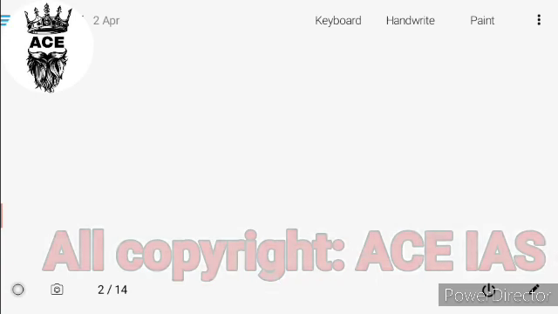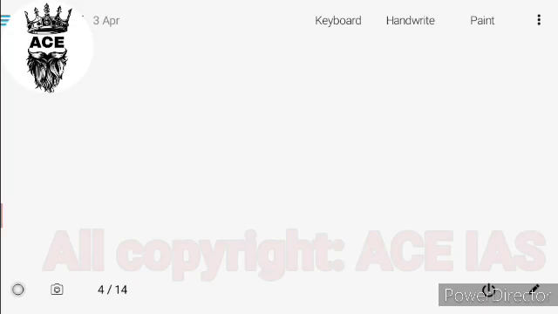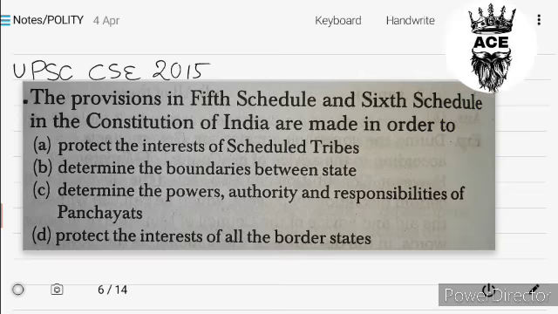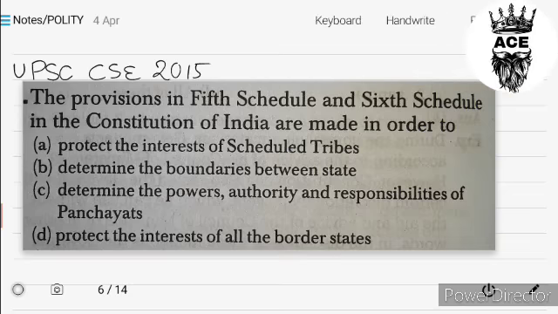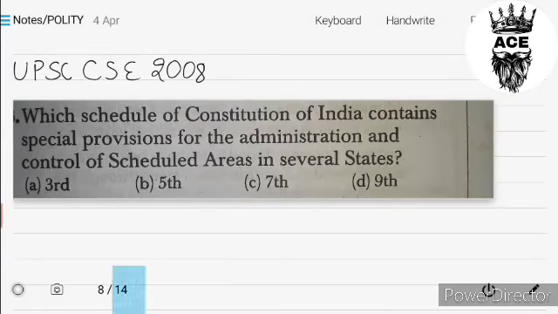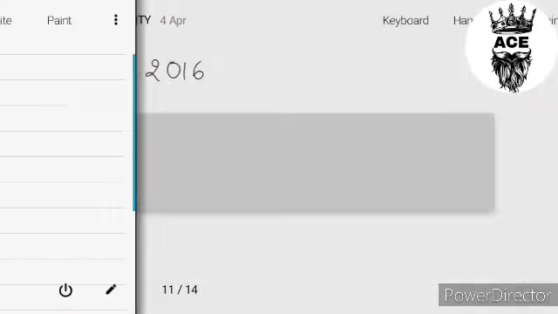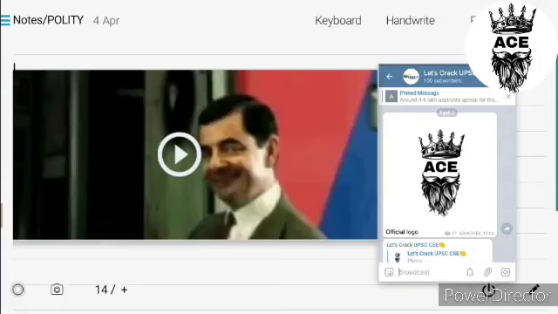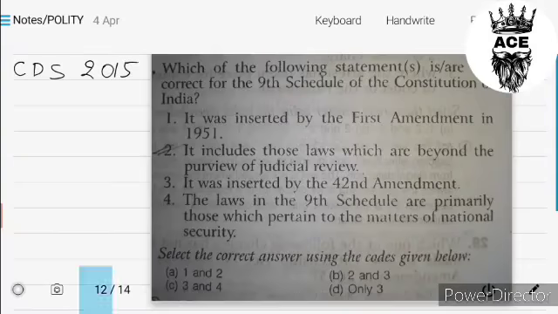In this lecture we are going to discuss the polity. We will start with the schedules only. Why? Because you will see that numerous questions are asked from the schedules. You can see here 2015, 14, 8, 2004, CAPF 2017, 16, 14. These questions we are going to discuss in this lecture.